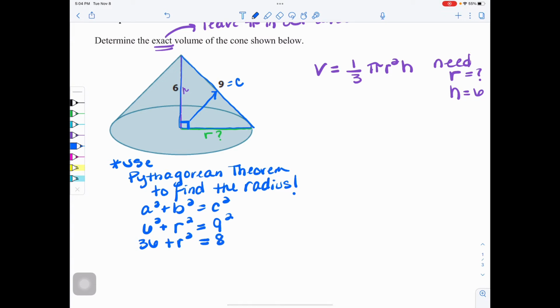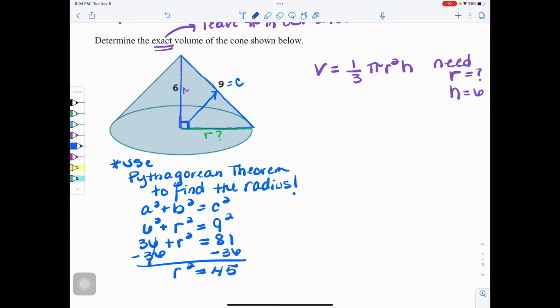9 squared is 81. And now we can start to solve this equation. I need to get r by itself. 36 is with it, and addition is happening. The inverse operation of addition would be subtraction. So I'm going to subtract 36 from both sides. So r squared equals 81 take away 36, which is 45.